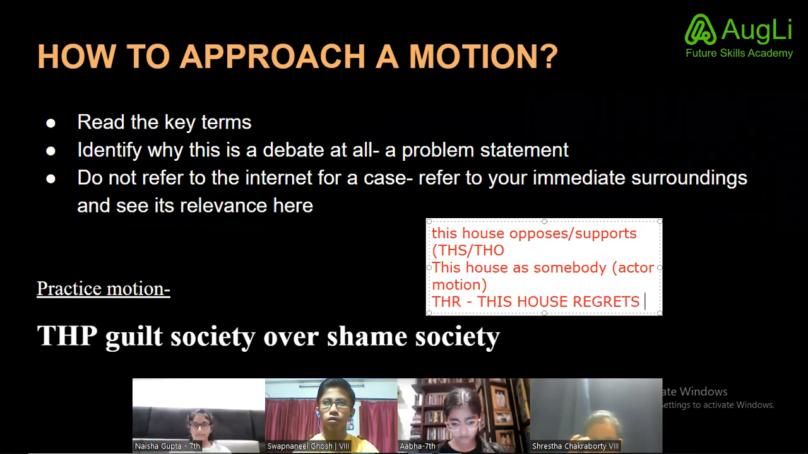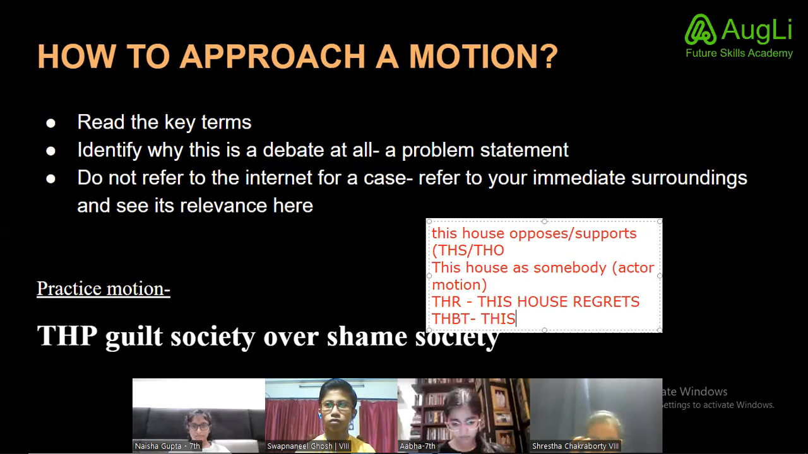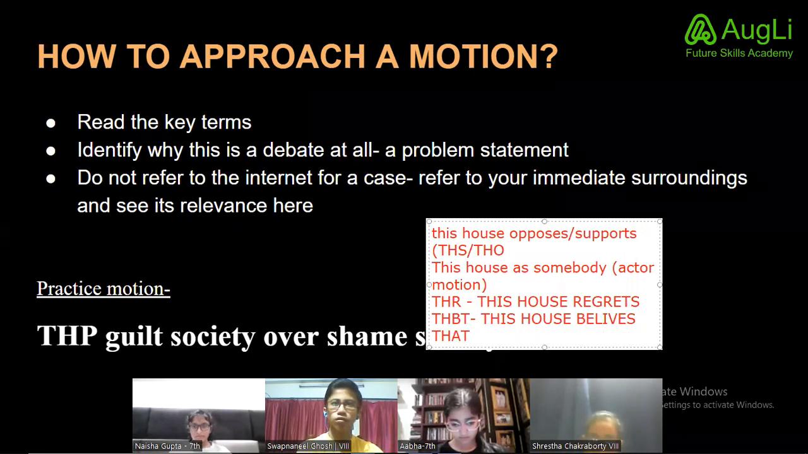This house regrets. What else? This house THBT, which is this house believes that. So you get the gist, right? These are the types of motions that you will oftentimes encounter.